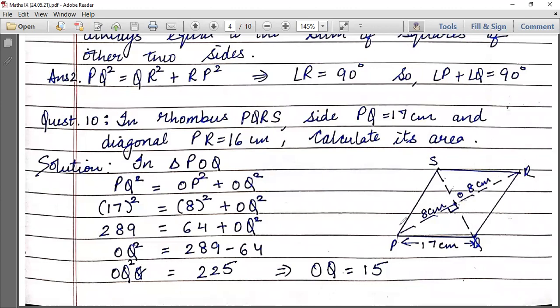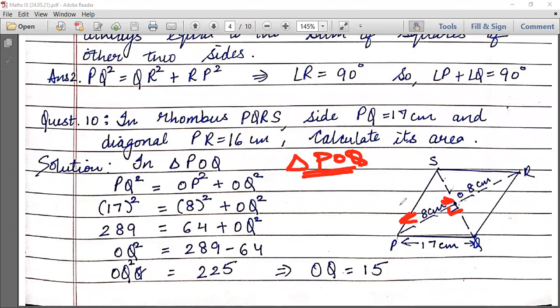So let's see, children, if PR is 16 centimeter, then OP is 8 centimeter, because the diagonals of a rhombus bisect each other at 90 degrees. So children, here we got a right angle triangle, that is POQ, where OP is 8, PQ is 17. So easily we can find OQ.